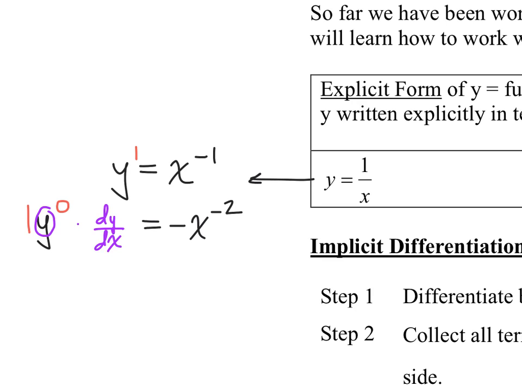Now, on the right-hand side, I have x to the negative first power, all right? But x could be some other function. So something to the negative first power. So following the chain rule, it would be -1 times whatever that something is to the negative second power. And so what I would be looking for now is the derivative of this something.